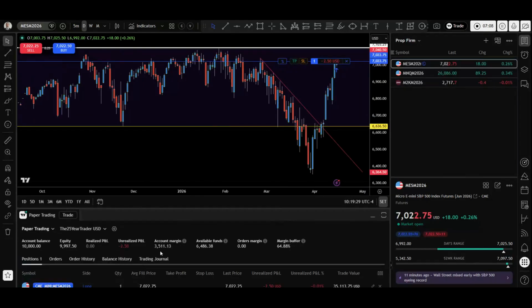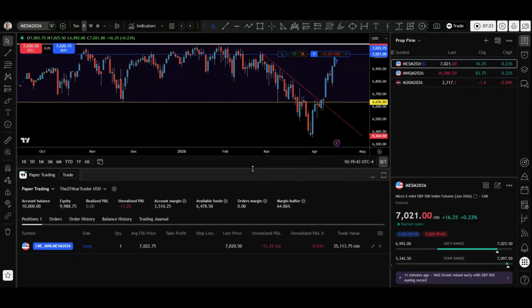Now you see here 10,000 equity, account margin 3,500. That's what they're holding. Available funds 6,400. What does this mean? The way margin works is you must have in your account at all times the available margin to hold the position, the 3,500. If this account ever drops below 3,500, you get what's called a margin call, and the broker will be forced to close your position, or if they don't close your position, then you will be forced to deposit enough money to bring the account back to the available margin.